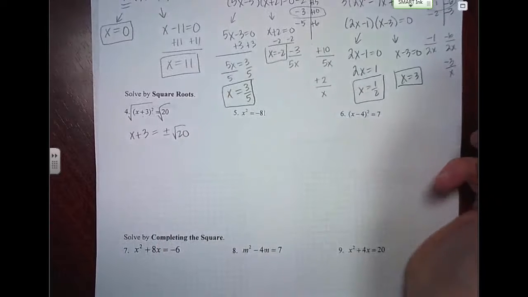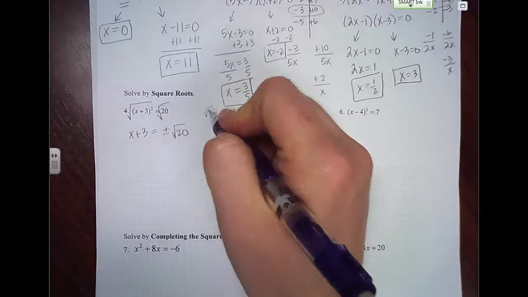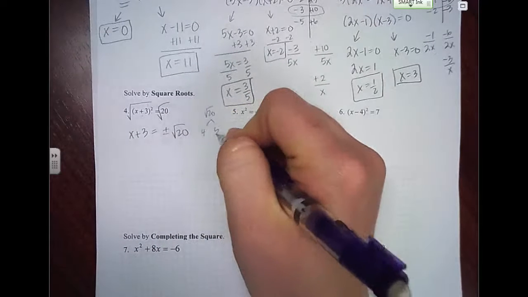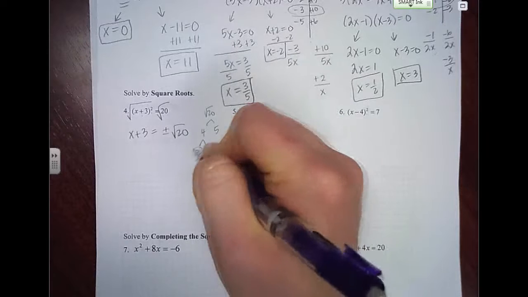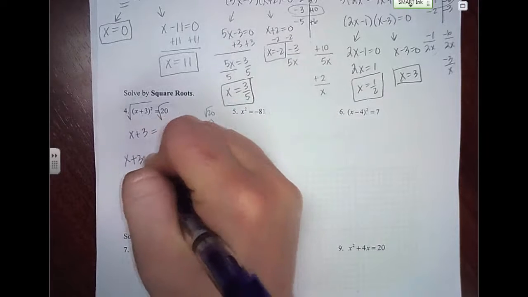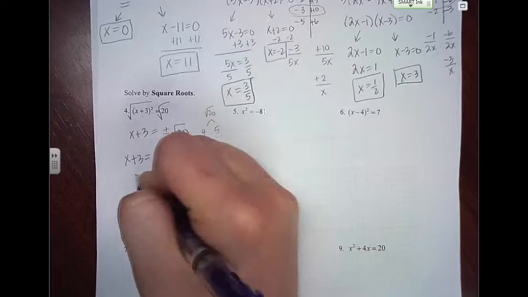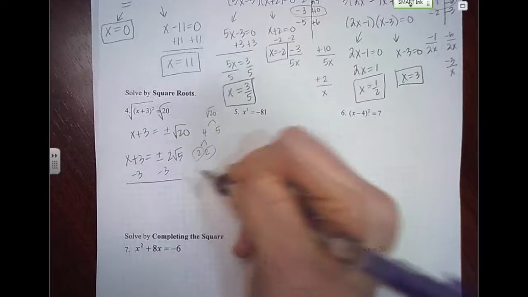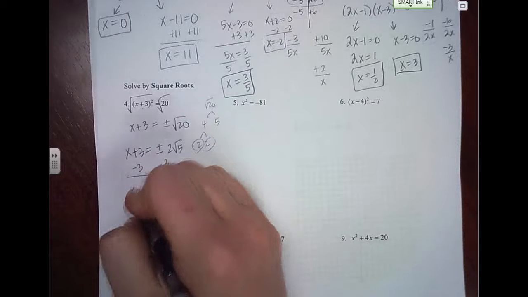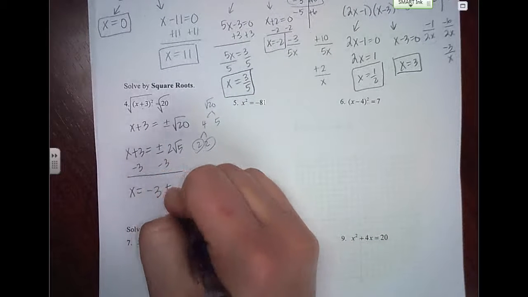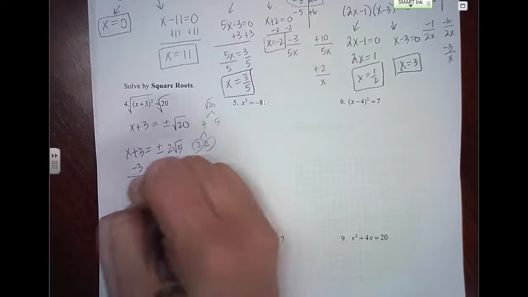You need to simplify the square root of 20. So 4 and 5, 2 and 2. So x plus 3 equals plus or minus 2 square root 5. And subtract the 3 over. So x equals negative 3 plus or minus 2 square root 5.